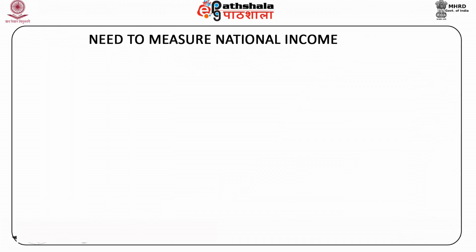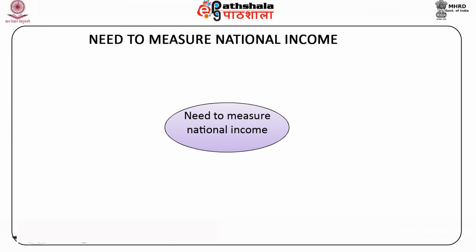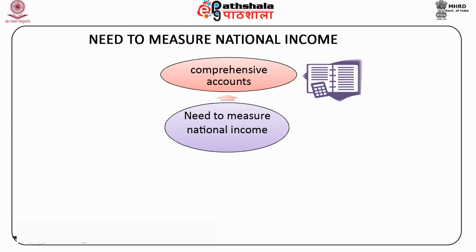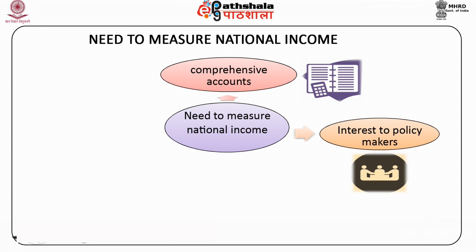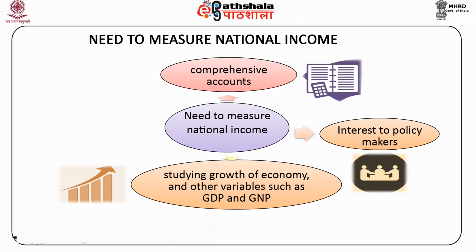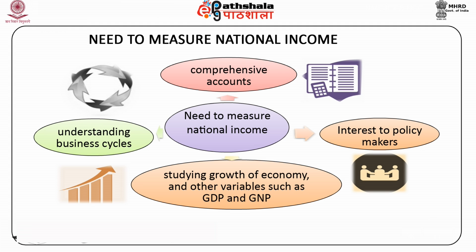The Great Depression of the 1930s emphasized the need to measure national income. The national income is measured using comprehensive accounts of economic activity in a country. Such a measure is of great interest to policymakers as it helps in taking informed and calculated steps. It helps in studying growth of the economy and other variables such as GDP and GNP. It also facilitates the understanding of business cycles.